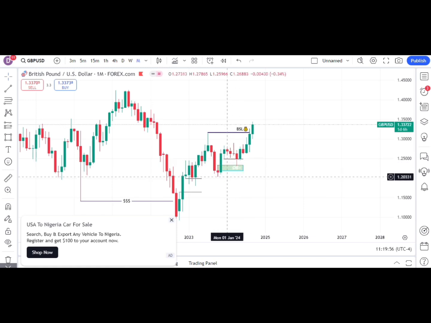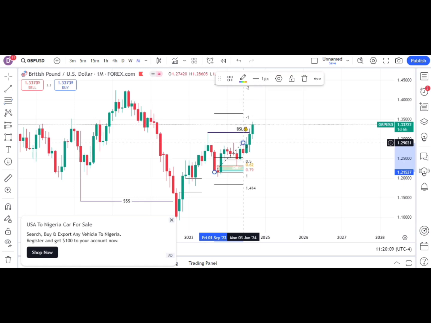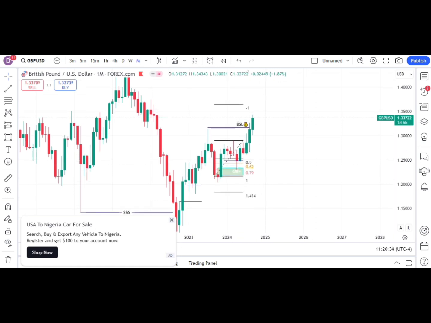What are the other things that we can see? From this point right here, if we take our Fibonacci tool and get it to this swing high right here, from that low, from this red candle open, to this candle's high, between the 62% level and the 79% level, we have our ICT optimal trade entry, OTE.